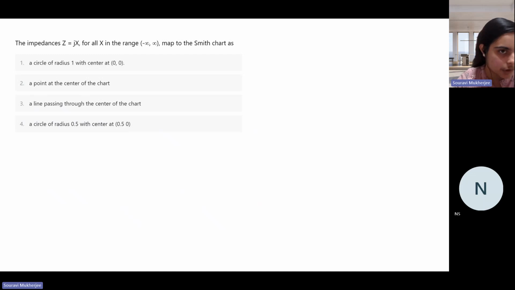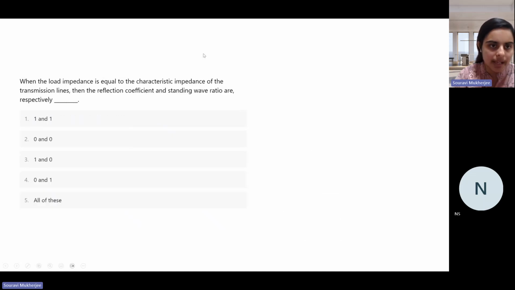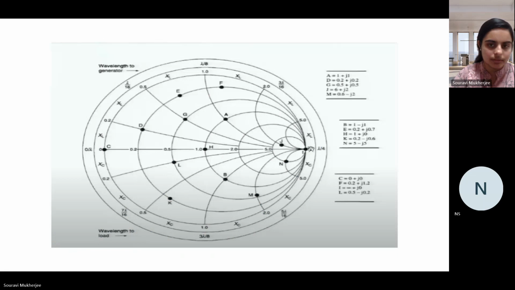In general, Z would be given as R plus jX, right? In this case, you only have the imaginary part, so your R is equal to 0. So what this question is telling you is that you want to plot the R equal to 0 circle on the Smith chart, right? We just discussed that the R equal to 0 circle would be something like this.